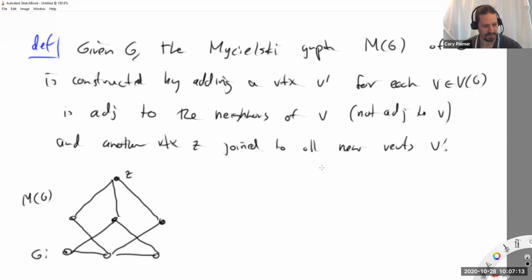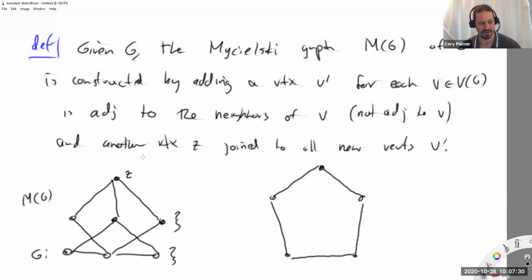Let's do it again for the 5 cycle because it's pretty. So usually we draw it in this way, that this is G, this is the copy of G. It's not a copy of G, it's a copy of the vertices of G, and then Z. But when I do the C5, the 5 cycle, it's a little bit nicer to do it in the following way. So let's duplicate all these vertices around the cycle and just draw them again in a cycle. And then there's going to be an extra vertex Z in the middle here. Okay, now Z is adjacent to all the new vertices.